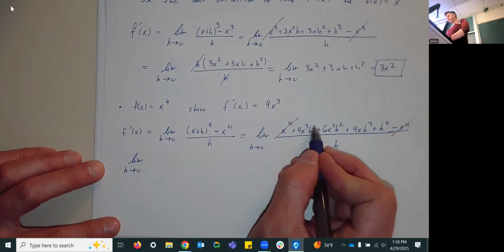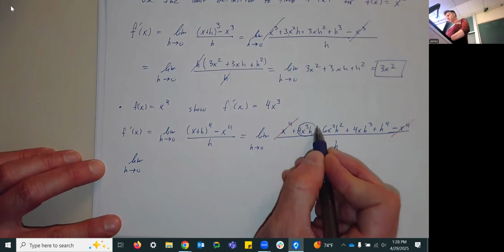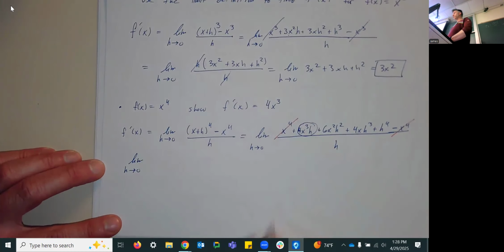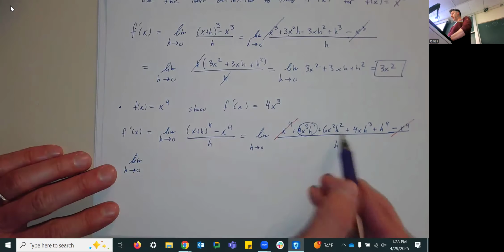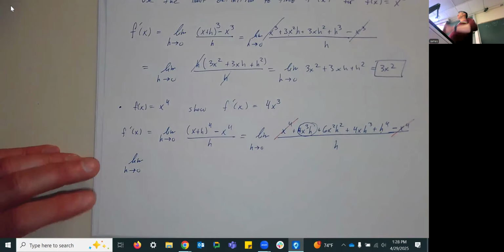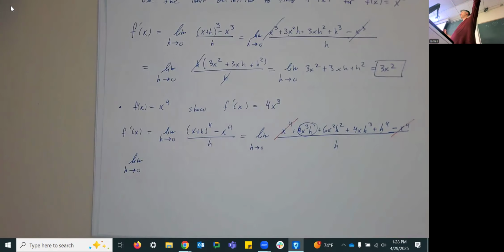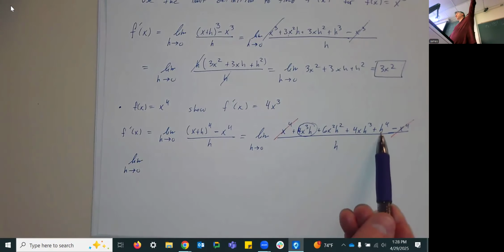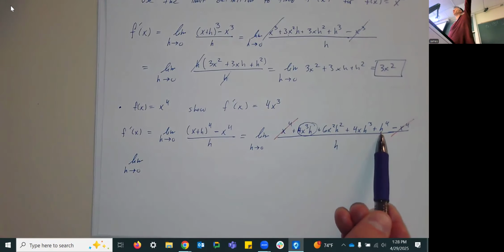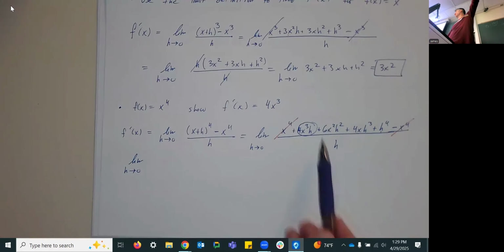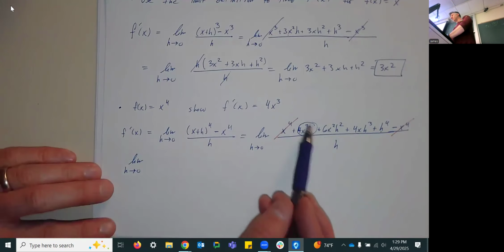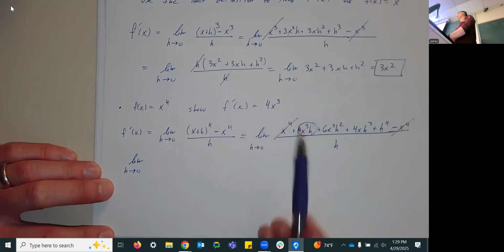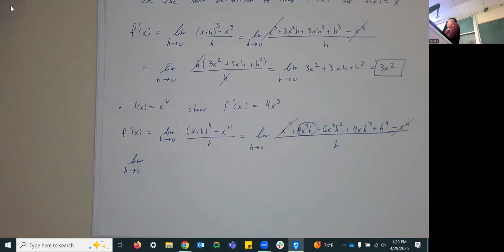Every term except for this term that I just circled, every other term has more than one h. H squared, h cubed, h to the fourth. Meaning, when I factor out an h to the first, each of those 3 terms is still going to have an h left in it. And then when we let h go to 0, all those are going to go away. So we're just going to be left with this. So this second term here of our expansion is really the only one that matters.